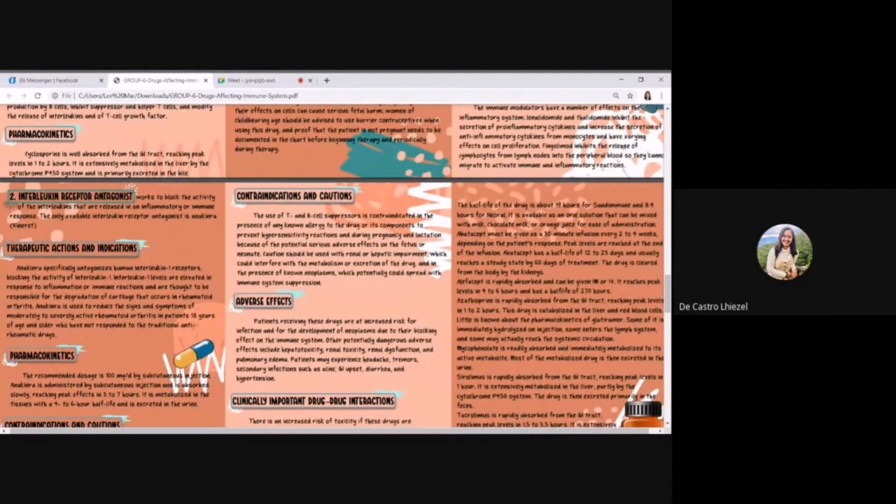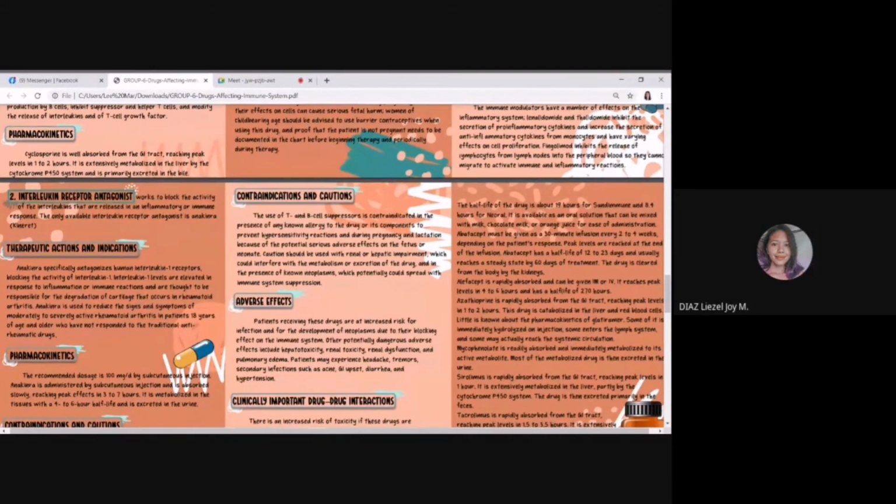As for the adverse effects, patients receiving these drugs are at increased risk for infection and for the development of neoplasm due to their blocking effect on the immune system. Other potentially dangerous adverse effects include hepatotoxicity, renal toxicity, renal dysfunction, and pulmonary edema. Patients may experience headache, tremors, secondary infections, acne, GI upset, diarrhea, and hypertension.